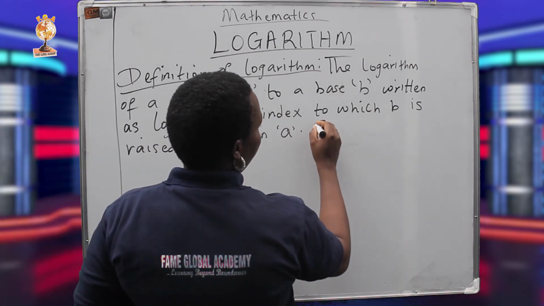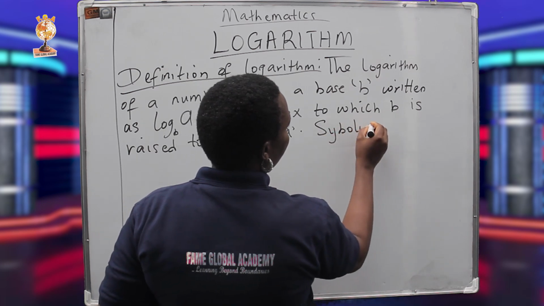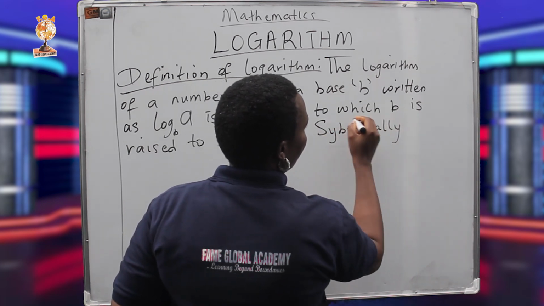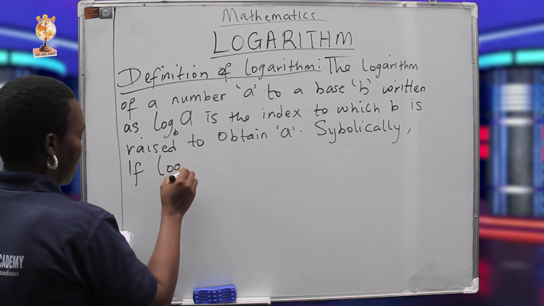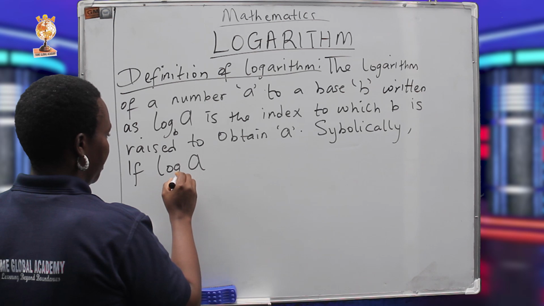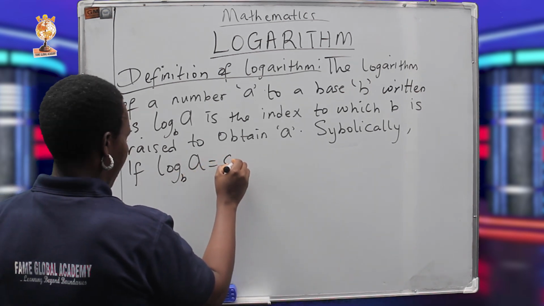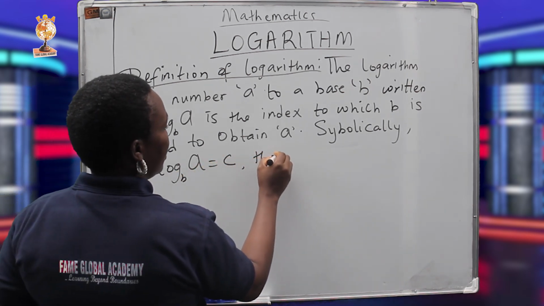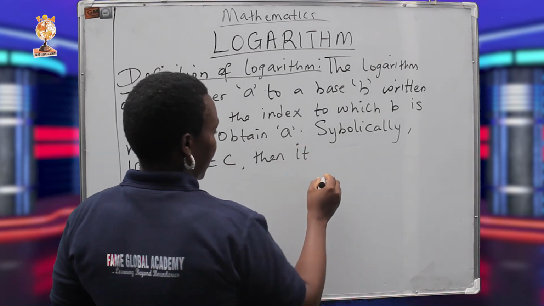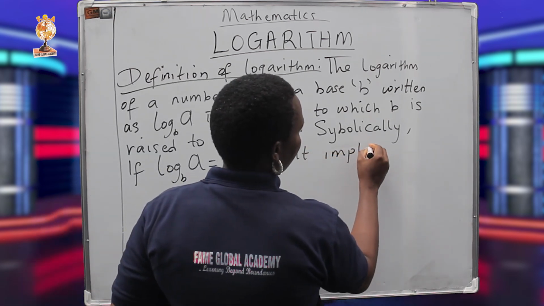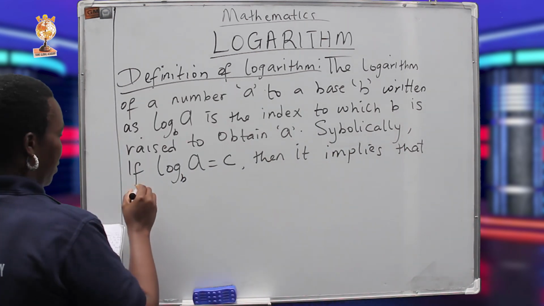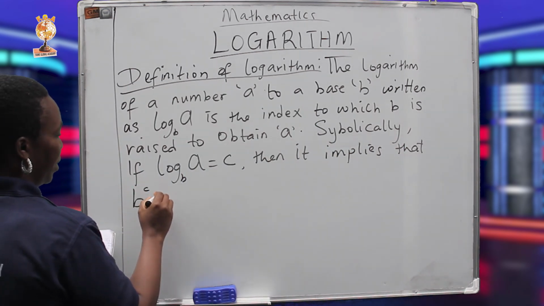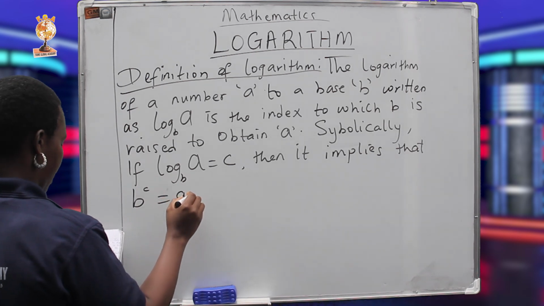Symbolically, if log a base b is equals to c, then it implies that b raised to the power of c is equals to a.